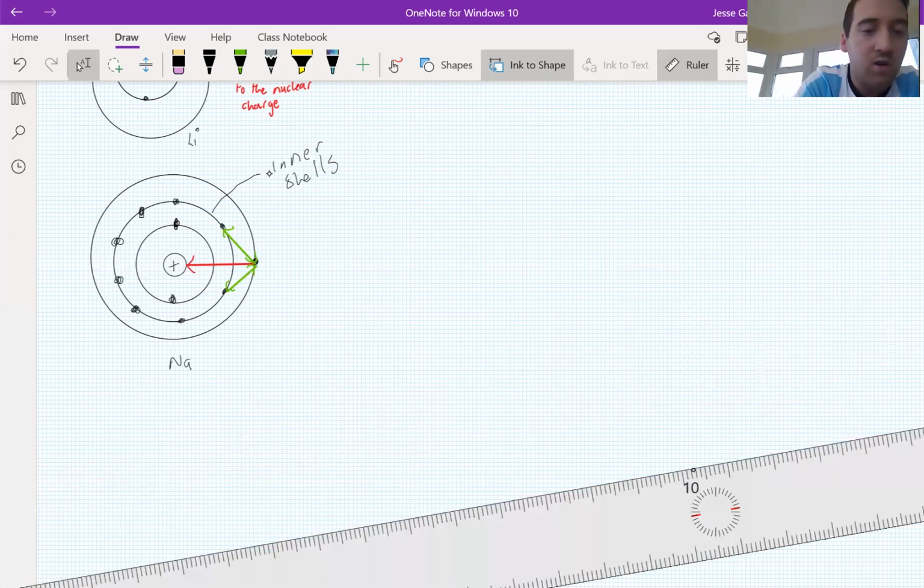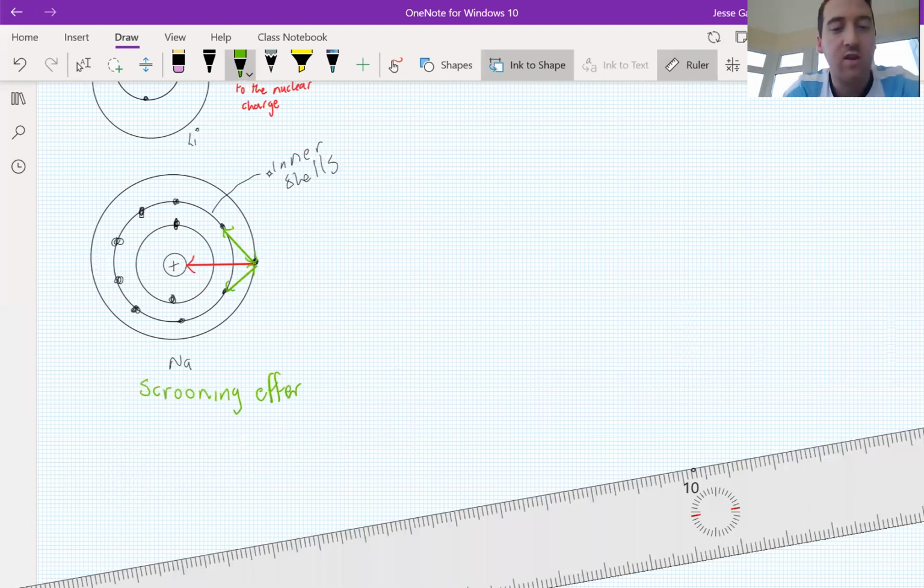Okay, so this here is called the screening effect. We say the inner electrons, the electrons in the inner shells, screen the outer electrons from the nuclear charge. Another way of saying this is that the effective nuclear charge, how effective it is, is reduced.